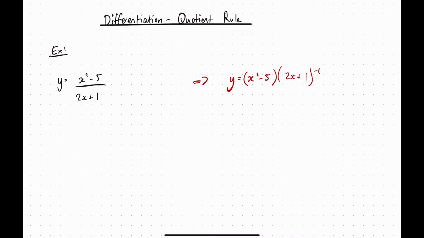I think sometimes it's not as easy as 2x plus 1, like the quotient rule might be slightly more complicated, and then changing it to product rule might be a bit more hard. I think that's one of the reasons why.